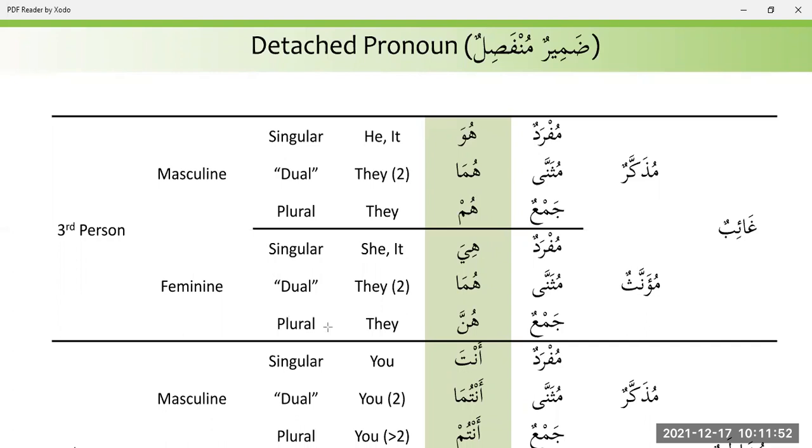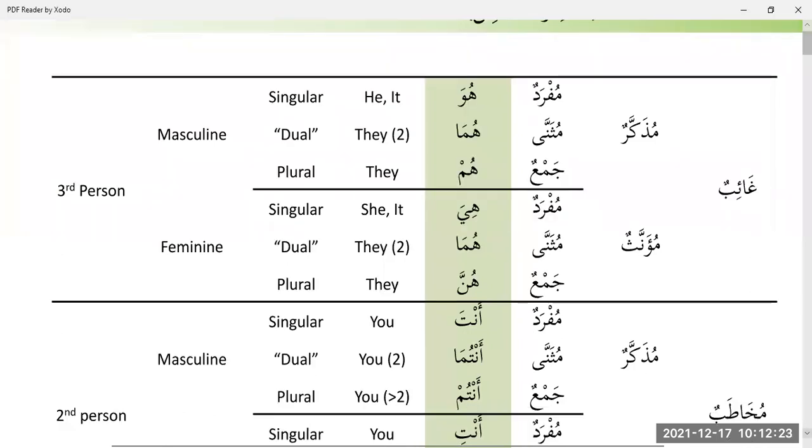And feminine plural, we use they. In Arabic, ghaib muannas jama, we use hunna. Hunna for the plural of feminine in third person. These are the separate pronouns, the detached pronouns in Arabic for the third person, for the ghaib. Now we look at the second person.